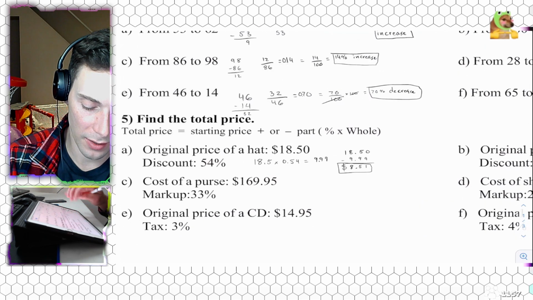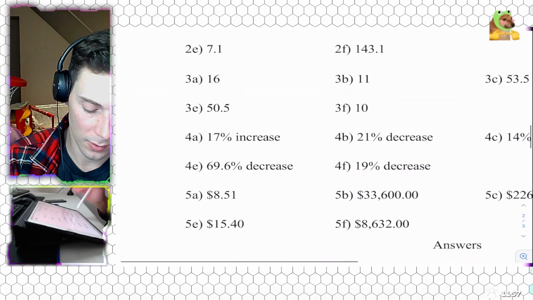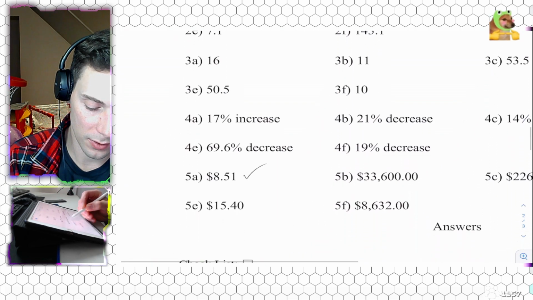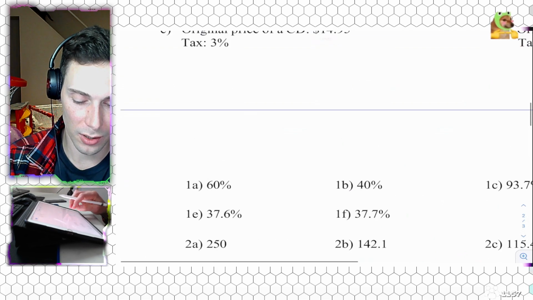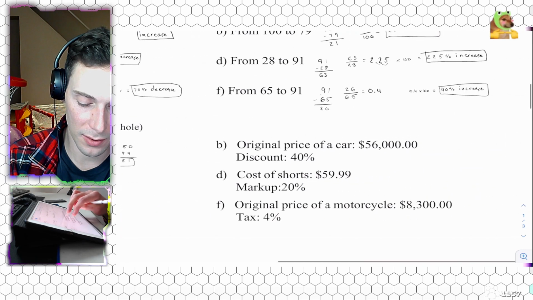8.51, 5A. There it is. 8.51. It's always a good idea to check your answers as you go if you're unsure or you just want to make sure it makes sense.